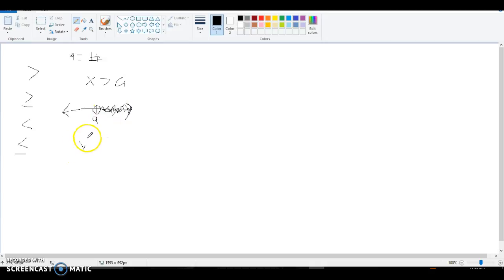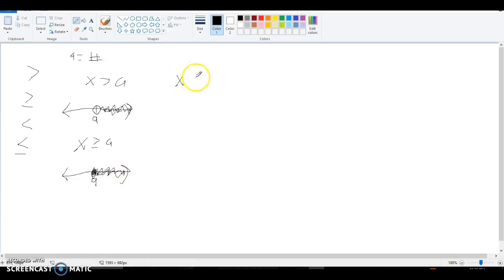So what happens if x is greater than or equal to a? Well, we're going to follow the same process. Draw our number line. We're going to find a on the number line. And since x is greater than or equal to a, we're going to put a closed circle on a to represent that it's equal to, and then we're going to shade everything greater than it to say that x can be greater than or equal to a.